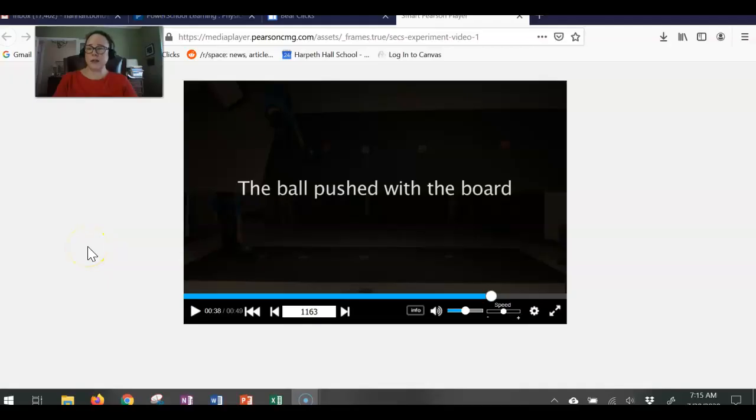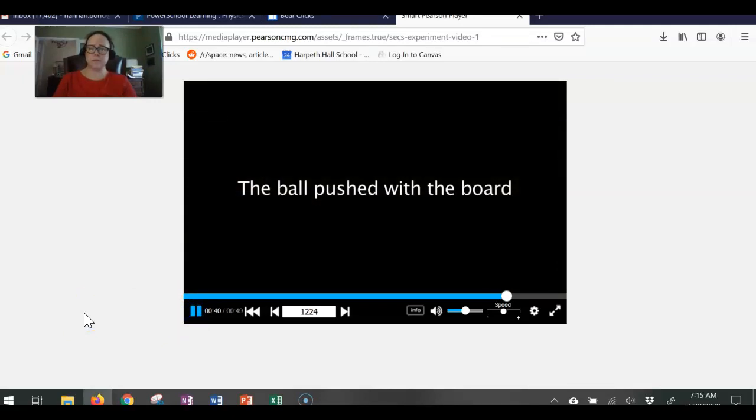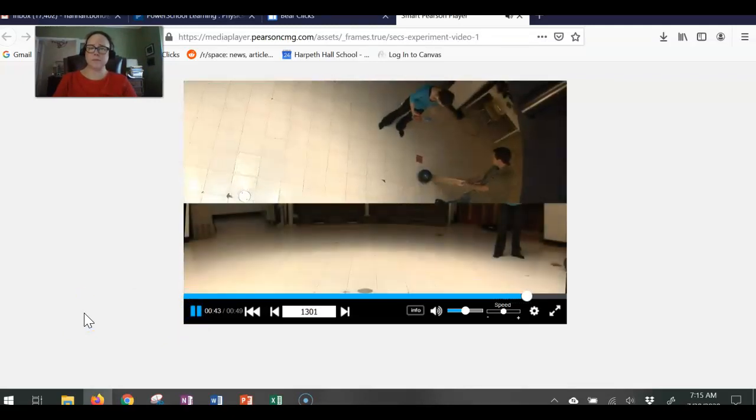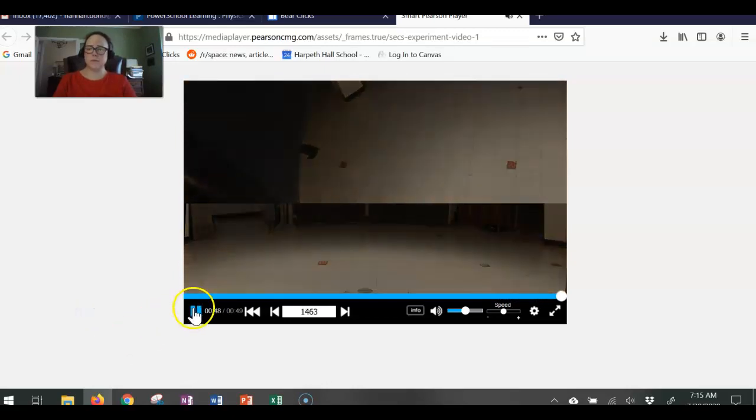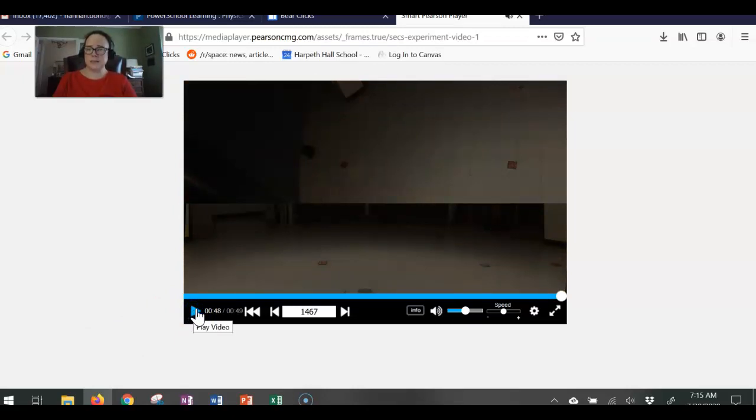Let's look at one final example of this bowling ball, and now we're going to have someone who pushes the ball across the floor with a board. Okay, so let's watch that. So in this situation, the packets got further and further apart. The man is pushing the ball with a board, and he's making it go faster and faster.